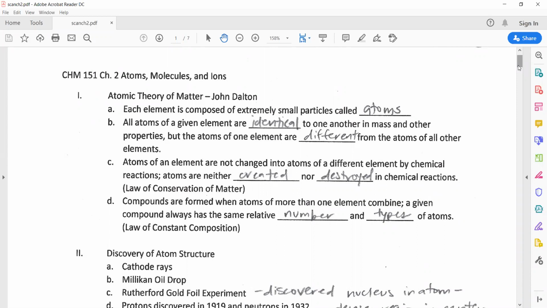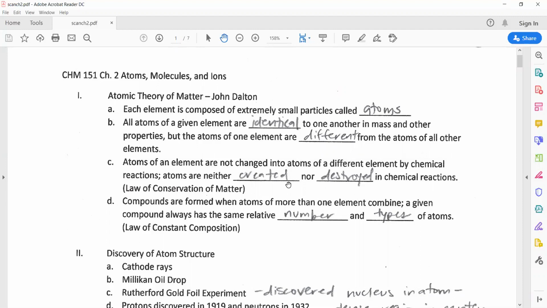Each element is composed of extremely small particles called atoms. Those are the building blocks. All atoms of a given element are identical to one another in mass and other properties, but the atoms of one element are different from the atoms of all other elements. We'll see how the beginning of that is a little bit different now. C, atoms of an element are not changed into atoms of a different element by chemical reactions.